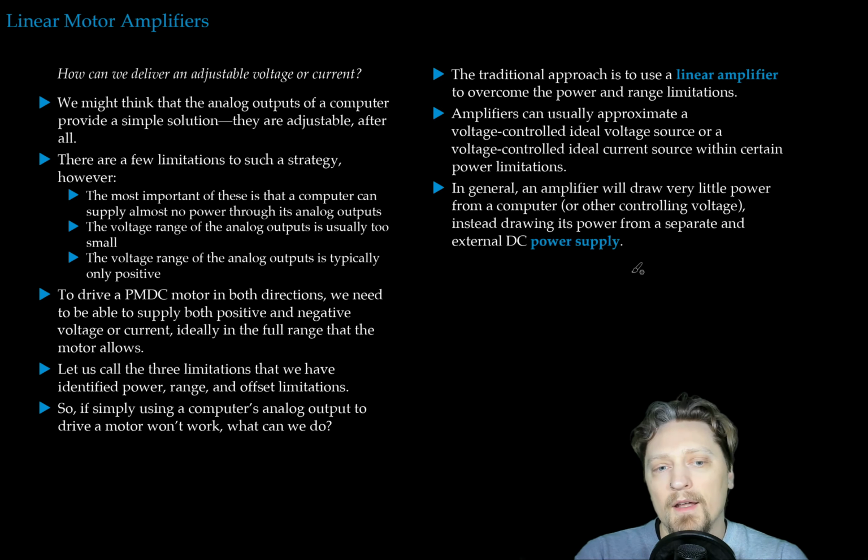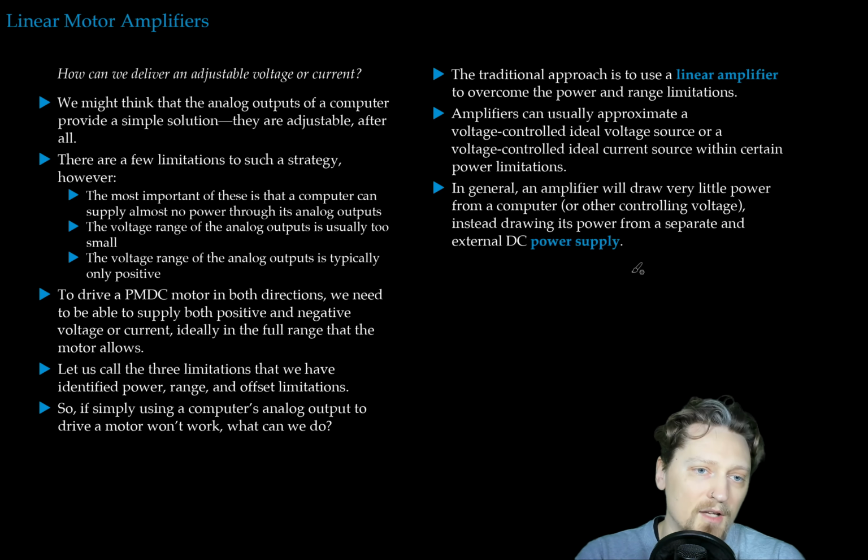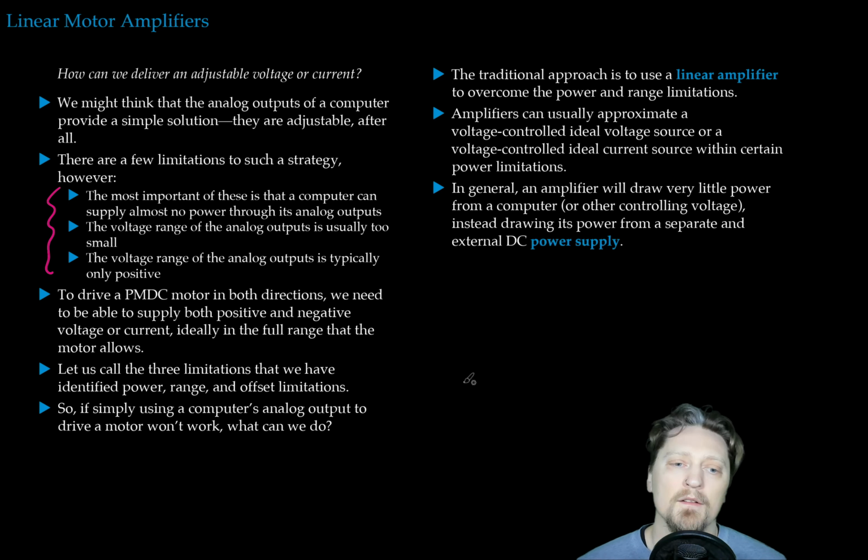To drive a PMDC motor in both directions, we need to be able to supply both positive and negative voltage or current, ideally in the full range that the motor allows. Let us call the 3 limitations that we have identified power, range, and offset limitations. So these are the 3 limitations.